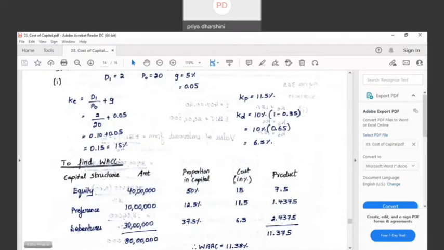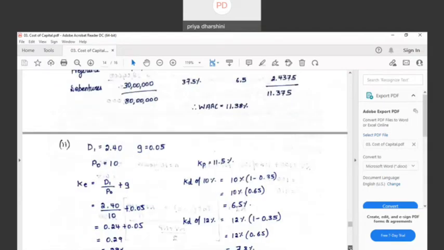Find, post it in your capital structure. How much is your capital structure? 40 lakhs, 10 lakhs, 30 lakhs. So total is 80 lakhs of capital. Find the proportion in capital. 40 lakhs divided by 80 lakhs, 10 lakh by 80 lakh, 30 lakh by 80 lakh. That will give you the proportion in capital into the respective cost. You will get the weighted average cost of capital. This is for the existing capital structure.